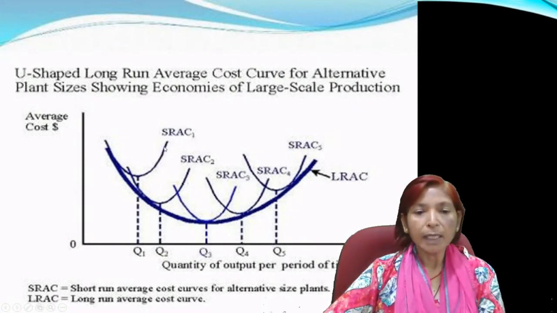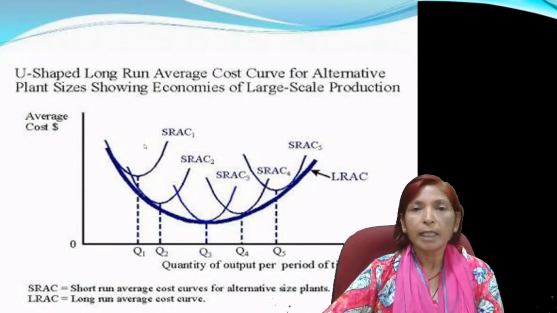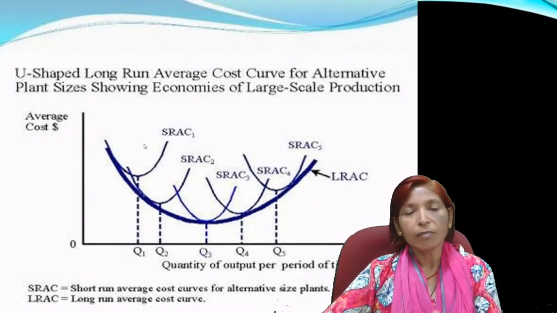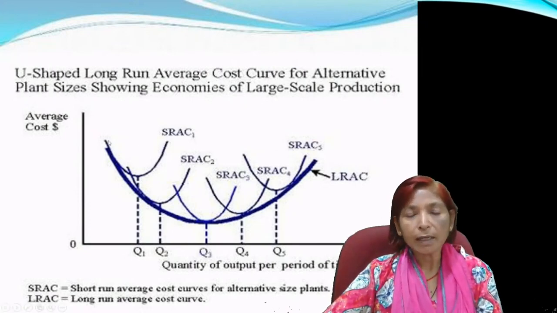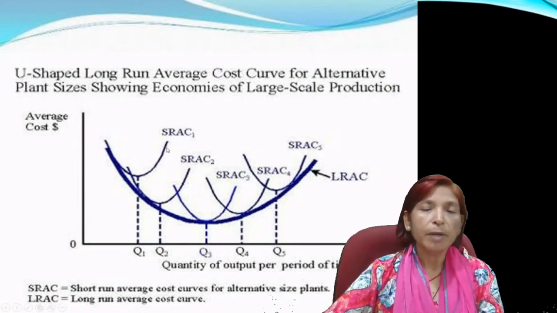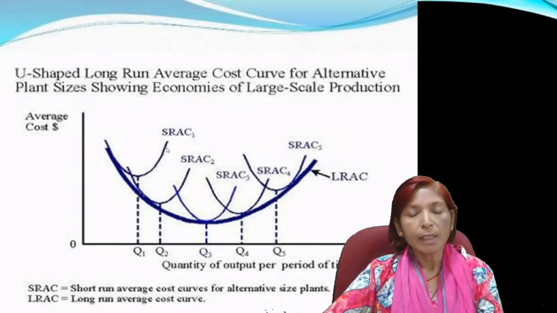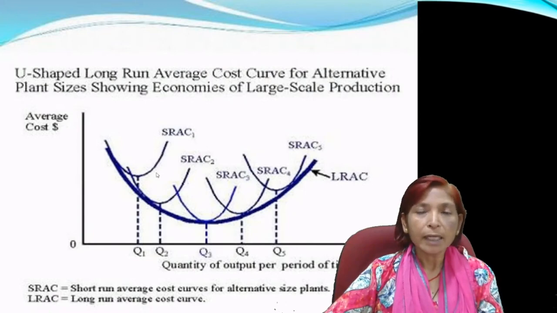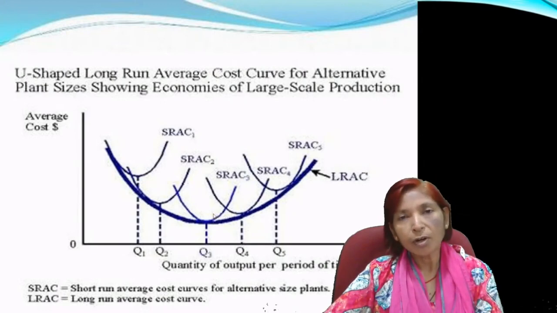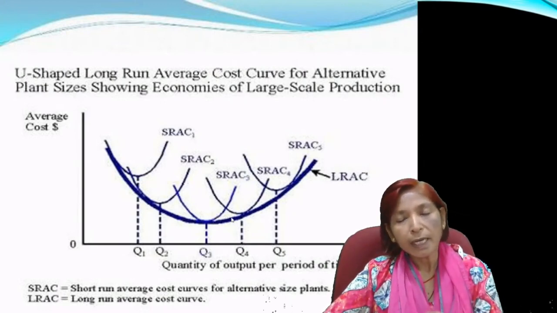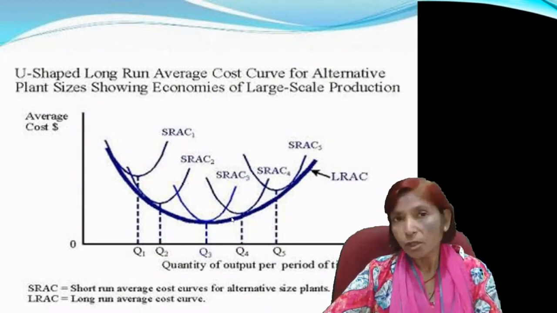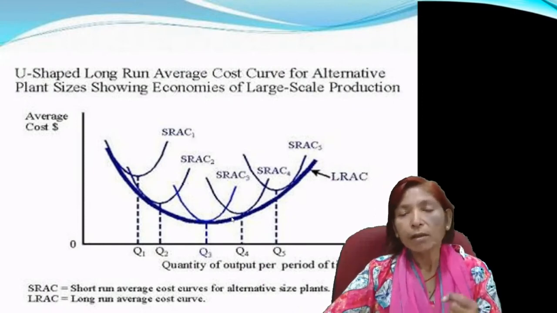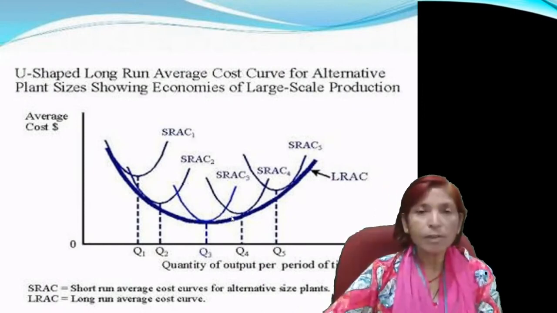If we take an example, like if an industry has 5 plants, and for each and every plant the cost curve will differ. So SRAC1 is showing the first business plant's short run average cost curve, and SRAC2 is the second business plant's cost curve. SRAC3 is the short run average cost for the third business plant, SRAC4 is the fourth business plant's average cost curve in the short run, and SRAC5 is the short run average cost curve of the fifth business plant.